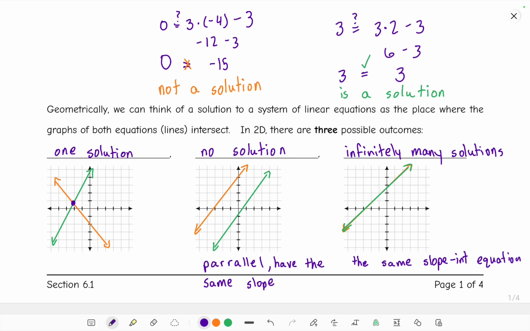Now, the reason why I didn't write anything for the one solution is because you get the answer to the one solution in contrast. The reason why they only intersect in one point is because they have different slopes. So you can either look at the graphs like we did here, or you can use slopes: different slopes means one solution, same slope but not the same equation is no solution, same slope and same equation is infinitely many solutions.